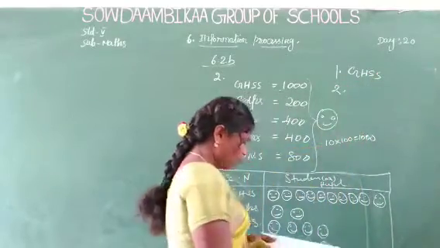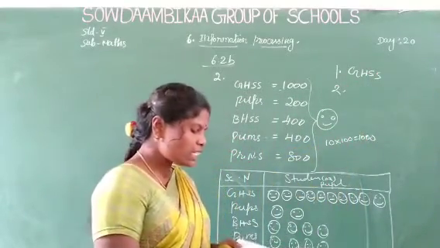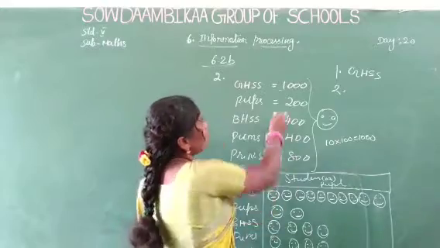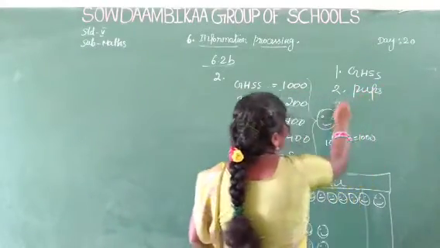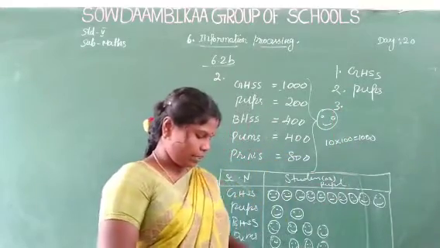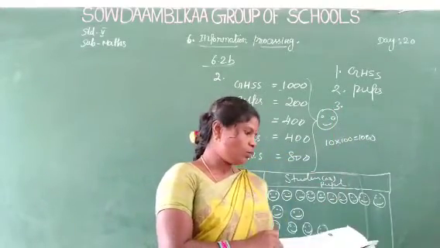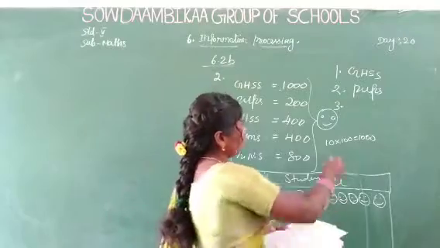The second one. Which school has the least number of pupils? The least number is 200, PUPS. Next time, take the page number. That's all, that's two questions only.